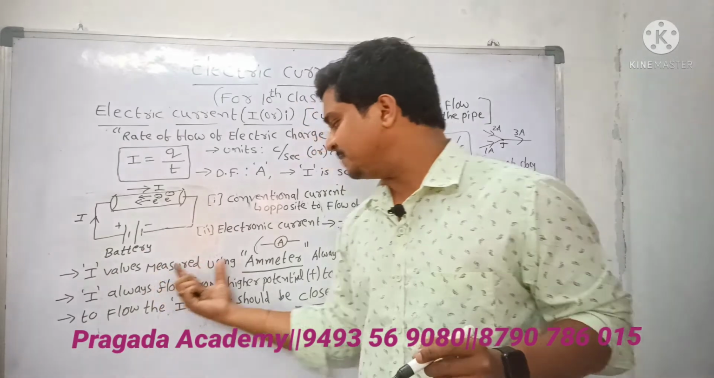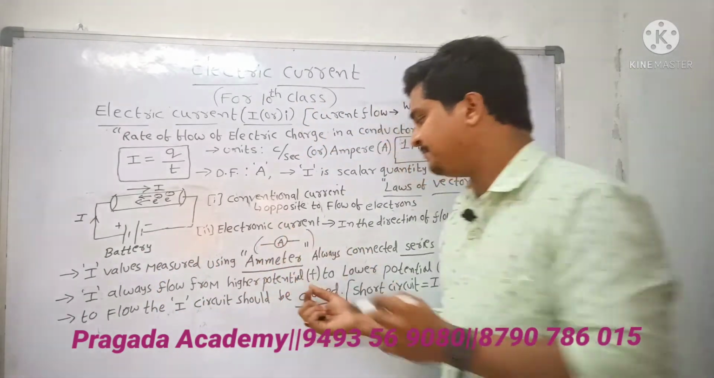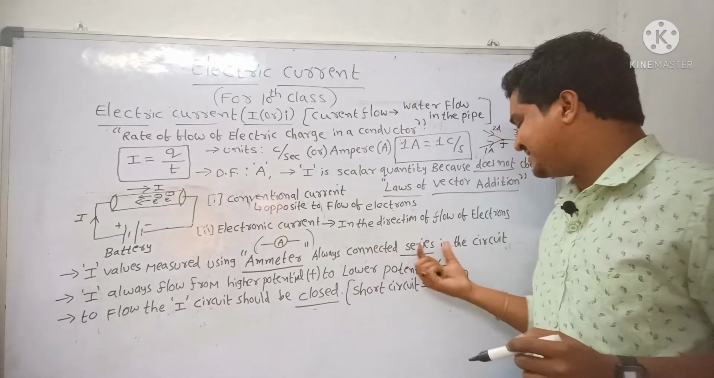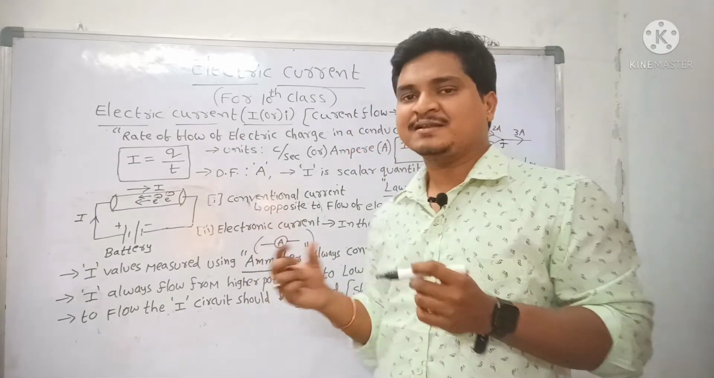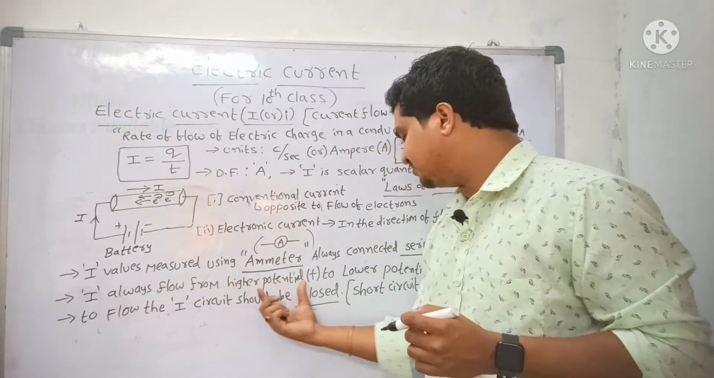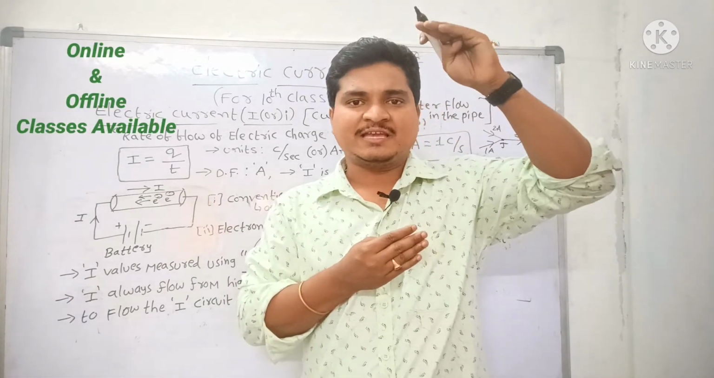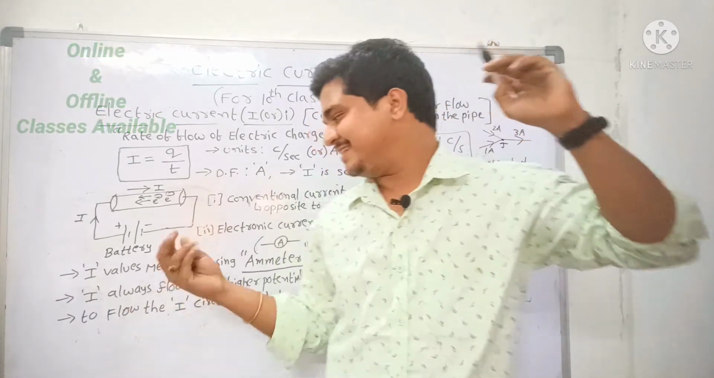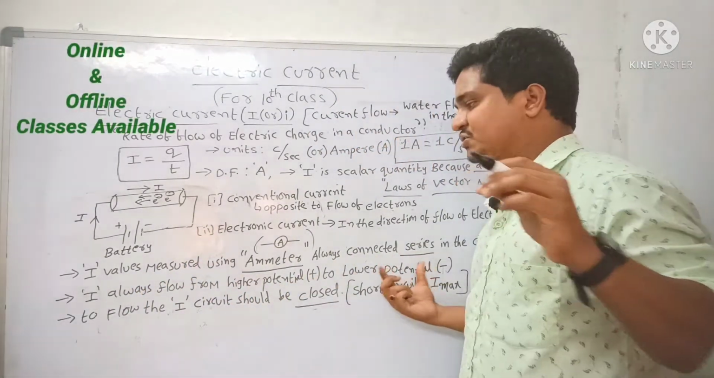Current values are measured by using an ammeter. This will be the ammeter symbol, we need to take capital A. It is always connected in series in the circuit. I always flows from higher potential to lower potential. How the water flows from a higher place to a lower place, same way the current also flows from higher potential to lower potential.